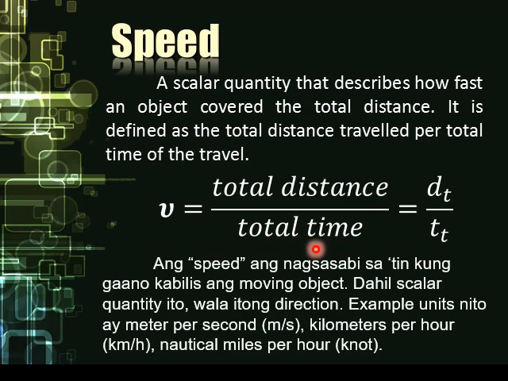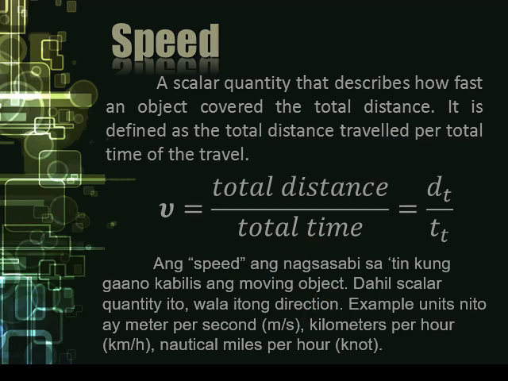Ang speed ay nagsasabi sa atin kung gaano kabilis gumalaw ang isang bagay. Dahil scalar quantity to, ibig sabihin, hindi na natin kailangan i-consider yung direction. For example, ang mga examples ng unit of speed, these ones are the very common ones. We have meters per second, kilometers per hour, or nautical miles per hour, which is also what we call a knot. Yung nautical miles per hour is also equivalent to knot, which is madalas natin ginagamit pagdating sa mga navigation problems.